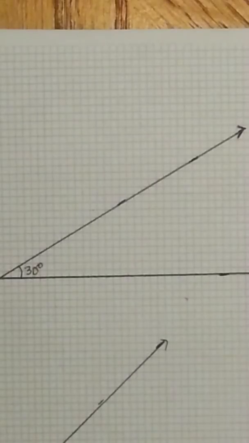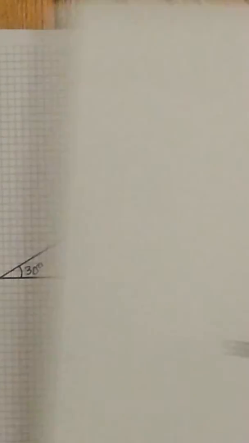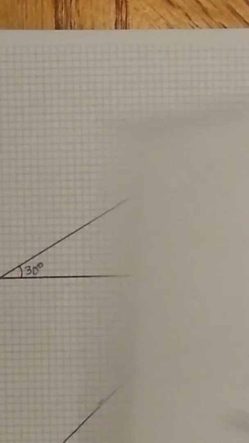So let's say I want to start to build some ratios for the 30 degree angle. Right? And when I say ratios, I mean these ratios: sine, cosine, tangent, that kind of thing.